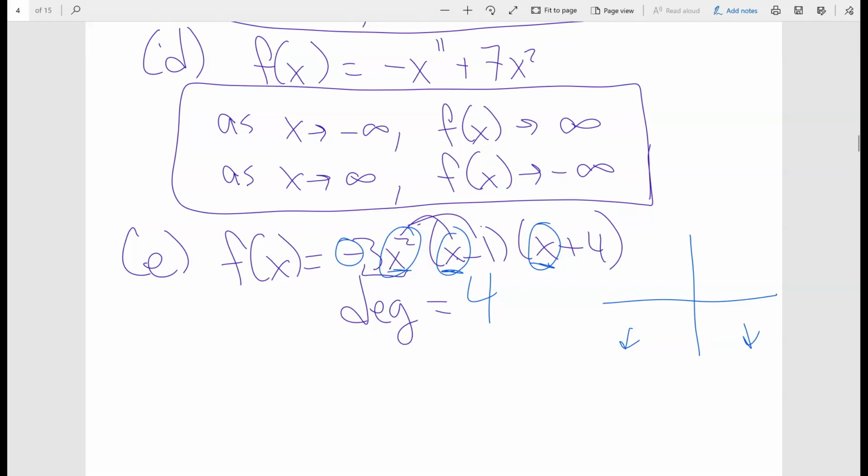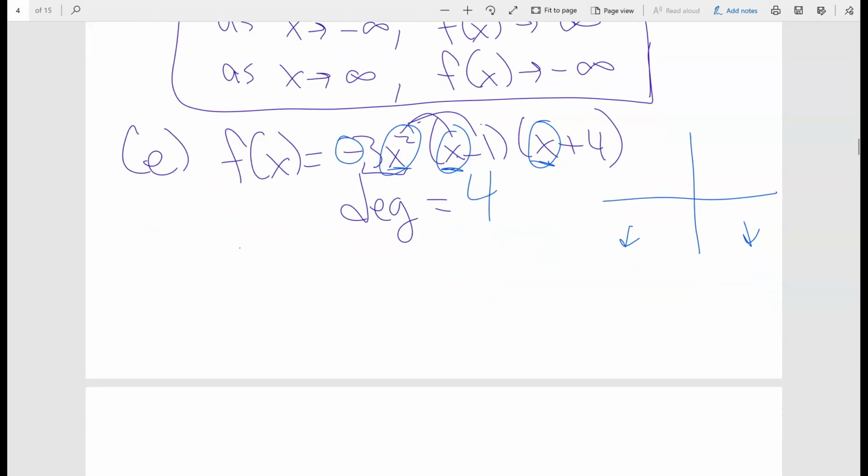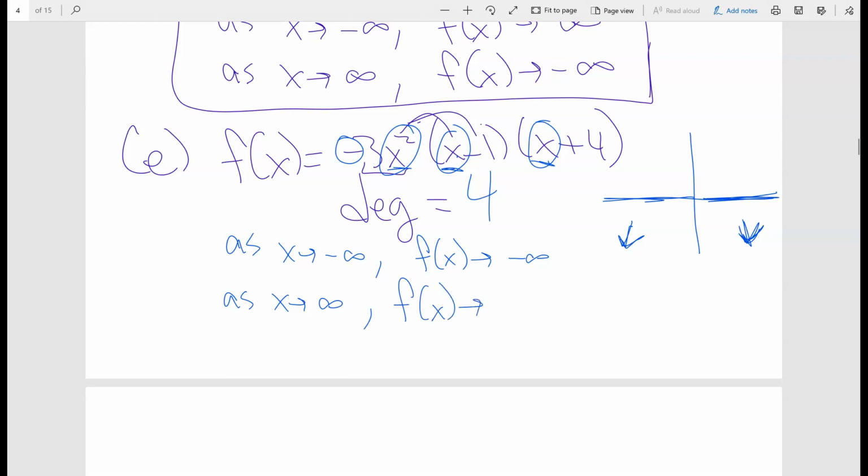So what can we say? We can say that as x goes to negative infinity, my function goes to negative infinity. And as x goes to positive infinity, so if I'm on the positive side, my f of x is going to go negative. This will be the end behavior of this particular problem.